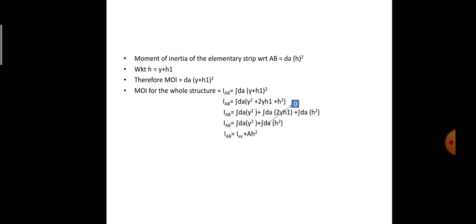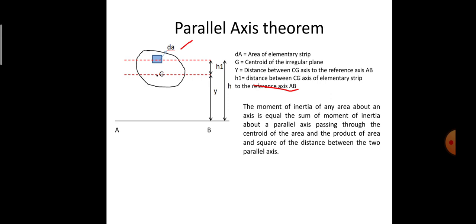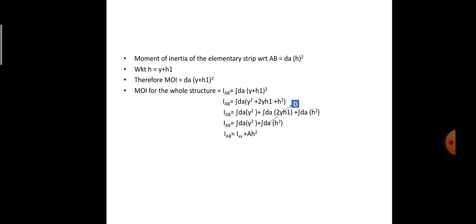So here the area of the elementary strip is equal to dA, and the perpendicular distance is equal to h. Therefore dA into h square. dA into h represents the first moment of area, but we need the second moment of area, that is the moment of inertia. So again we need to multiply the first moment of area by the perpendicular distance again. Therefore it is dA into h square.